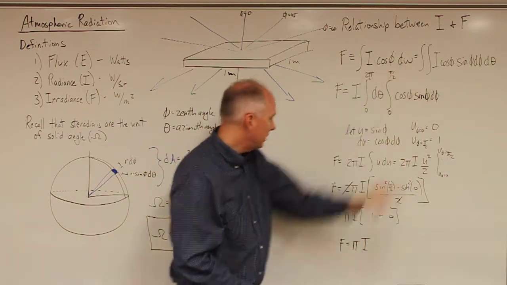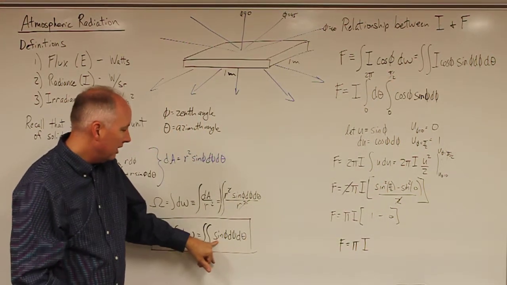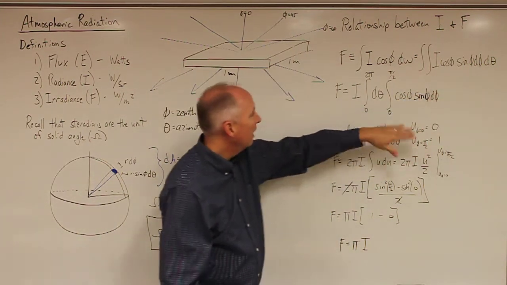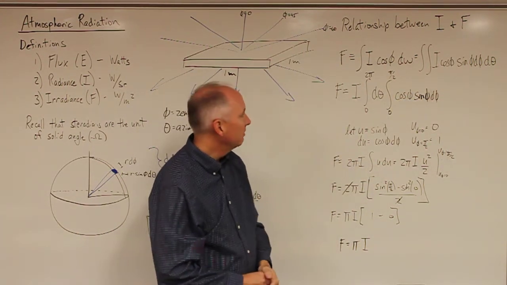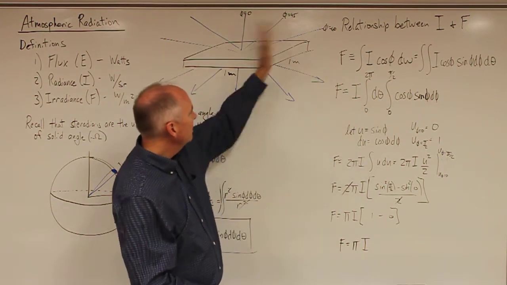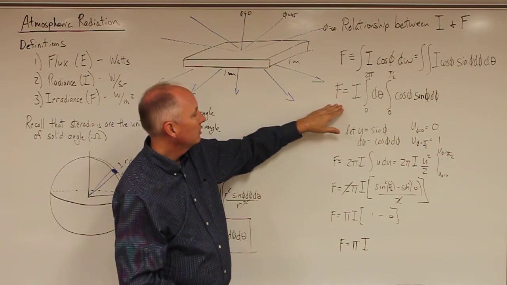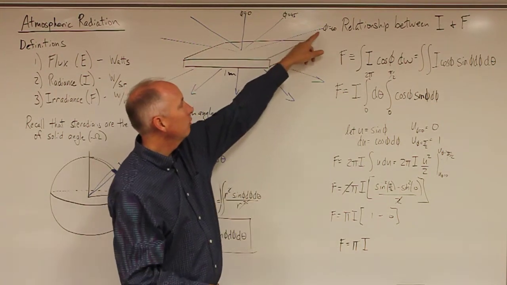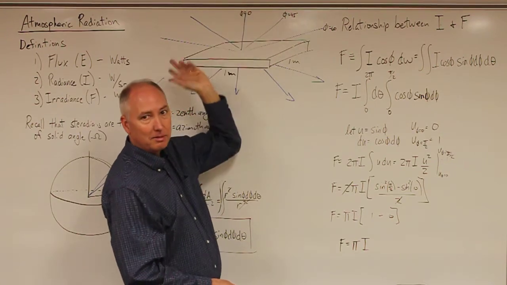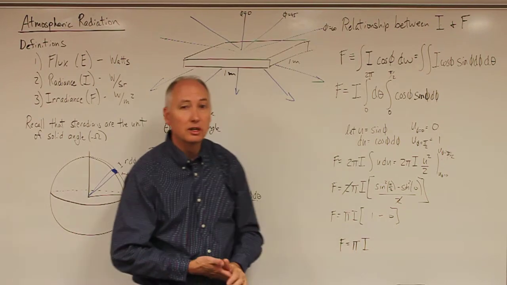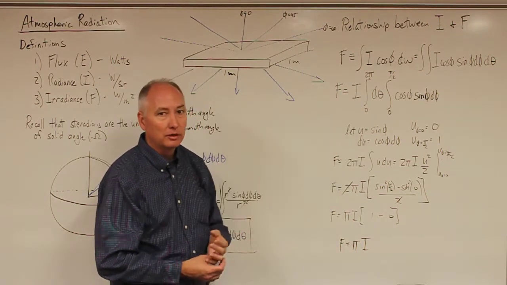But we know that d omega, the solid angle, is sine of phi d phi d theta. We can substitute that in, and then we're left with completing that double integral over the appropriate bounds. So we're doing a hemisphere, and we want to assume that the radiation is isotropic, which means that the source strength doesn't depend upon where you're looking in the sky. That assumption is not always correct, but for this problem we're going to assume that it is.